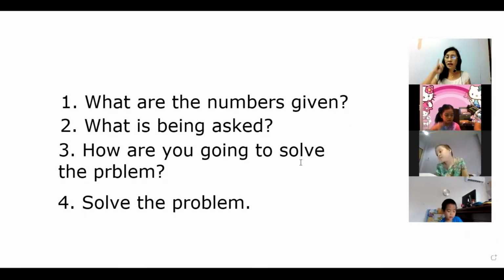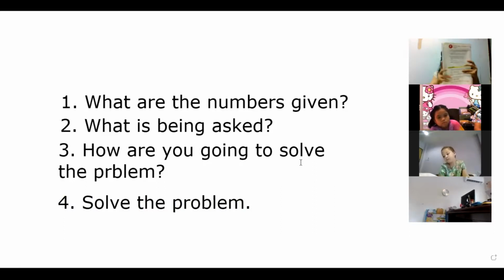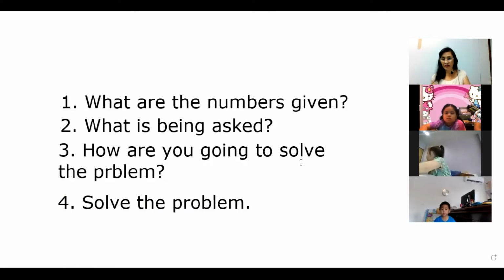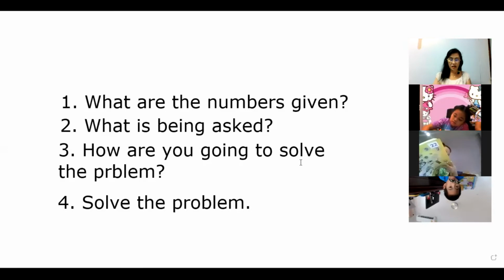So first, what are the numbers given? For example here, you have the numbers. The same thing too as what I have in the Google link. Look for it. And then, what is being asked? For example, in number one, what is the length of the ribbon left? That is the question. In number two, what is the total length of rope they have? And in the practice exercise, how much fabric does mother have now? And what is the total length of ribbon they have? That is what is being asked.